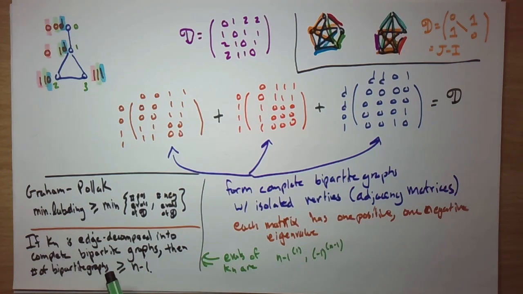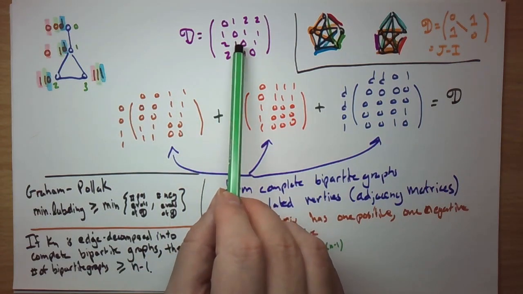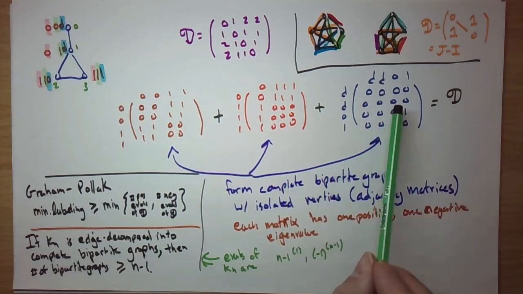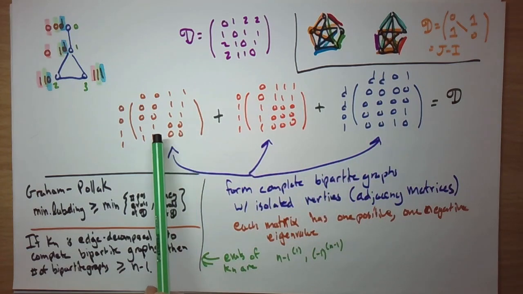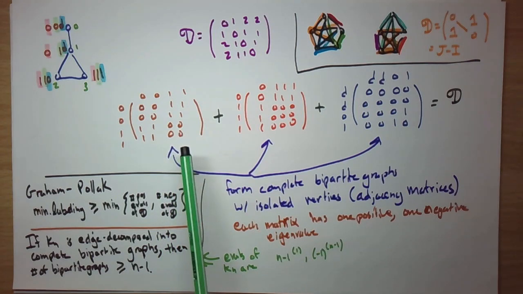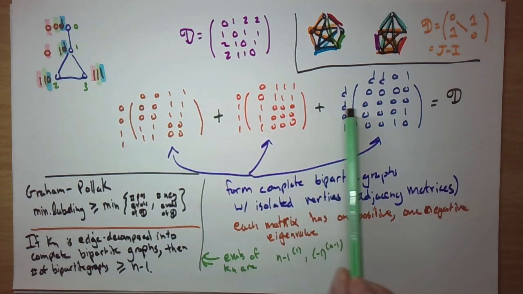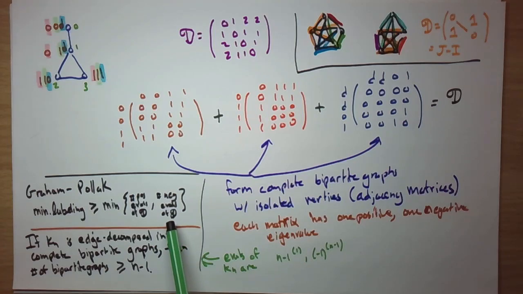Well, here's the thing. I talked about how when you split your distance matrix up into a collection of complete bipartite graphs, but the opposite's also true. If I have a collection of disjoint bipartite graphs, which is what we're trying to do here, and put them together, it's the same process. And we say, okay, well, look at how many positive eigenvalues there are. Well, 1. How many negative eigenvalues? n minus 1. And so there's a min labeling here, and it says we need n minus 1.